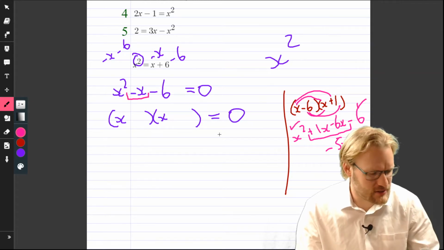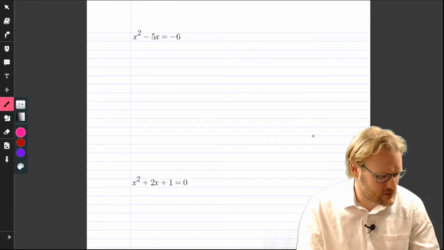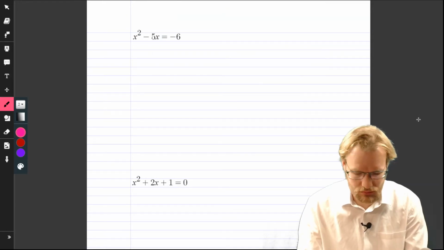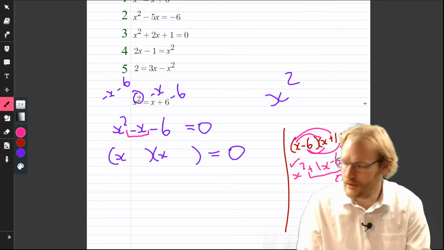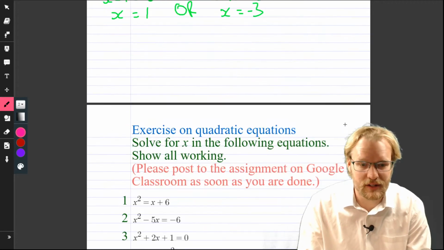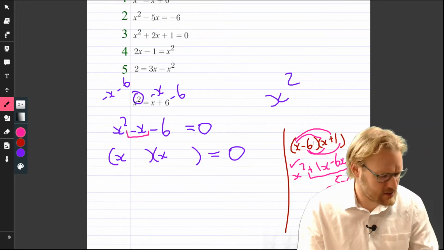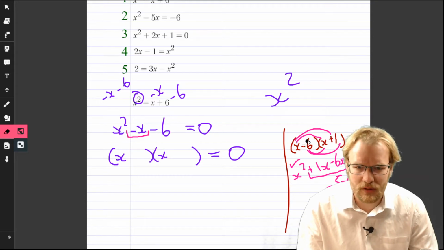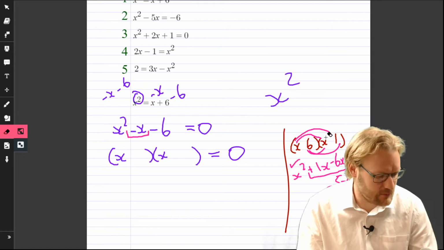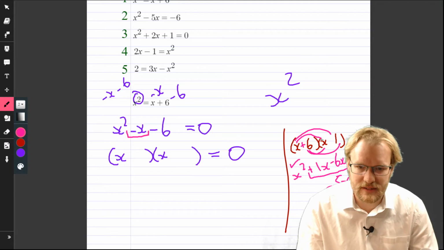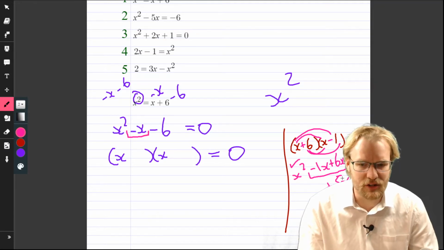You could try and say, well, what happens if instead of that we had a plus and a minus? Well, that would mean that this would change to a minus, and this would be plus, and this would be plus 5x, still no good. So 6 and 1 isn't going to work.